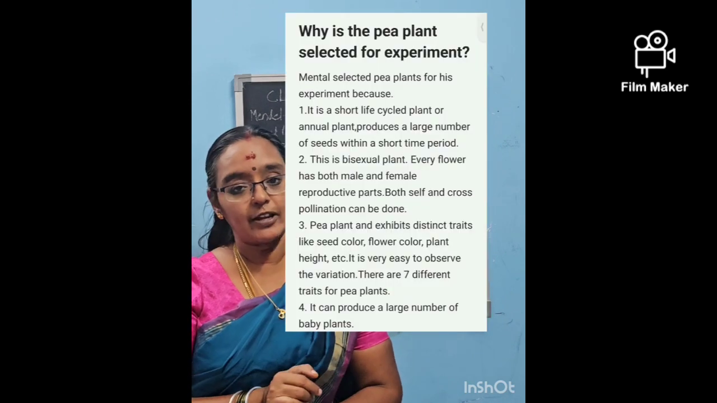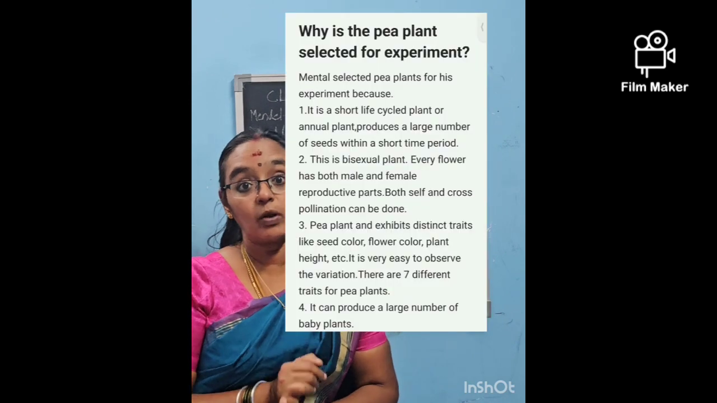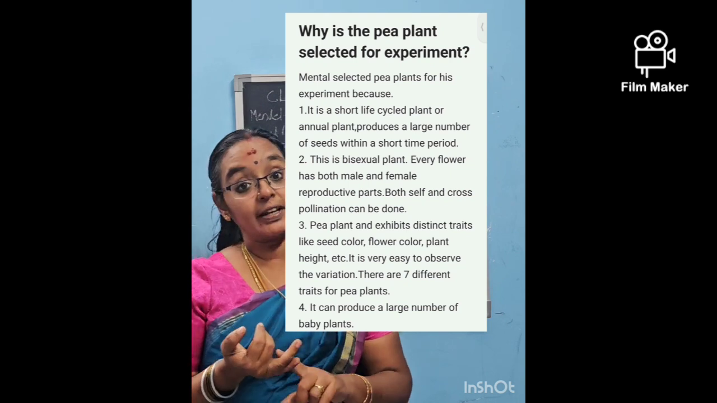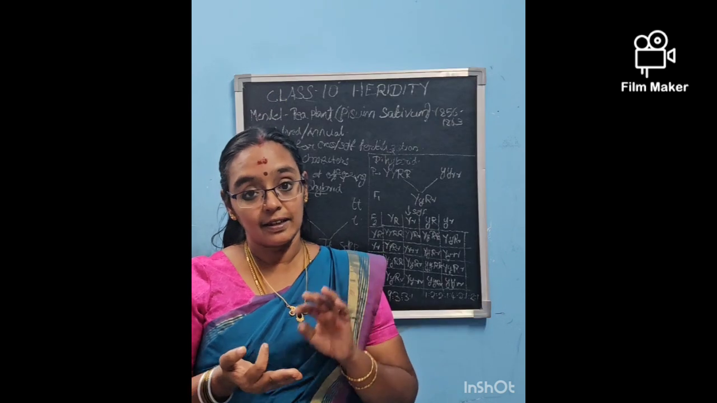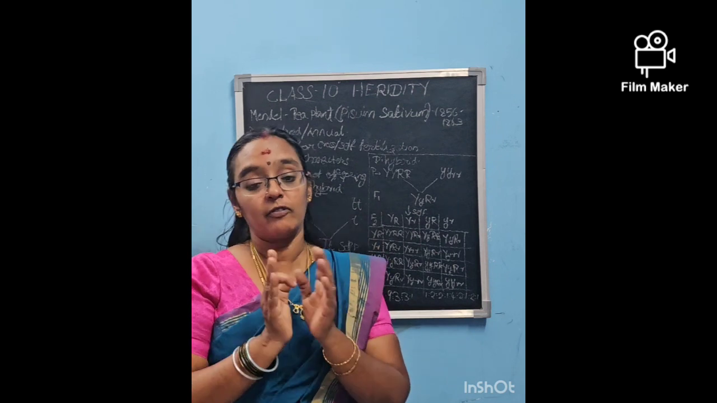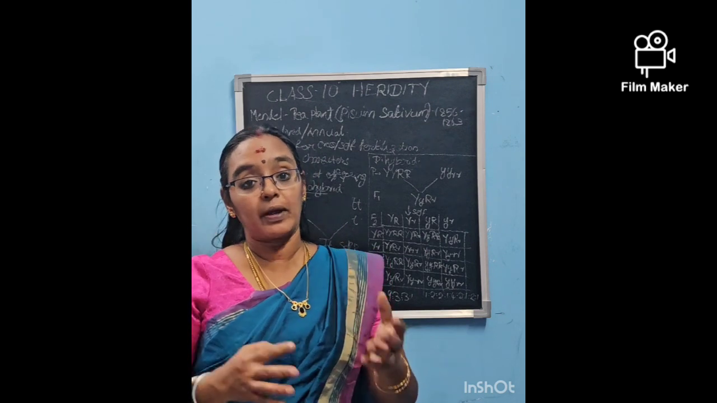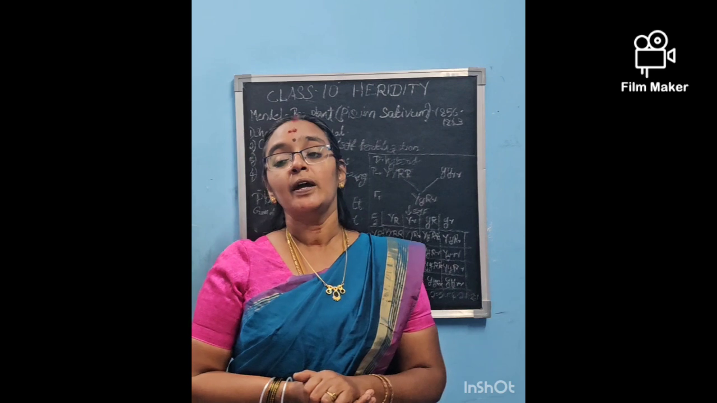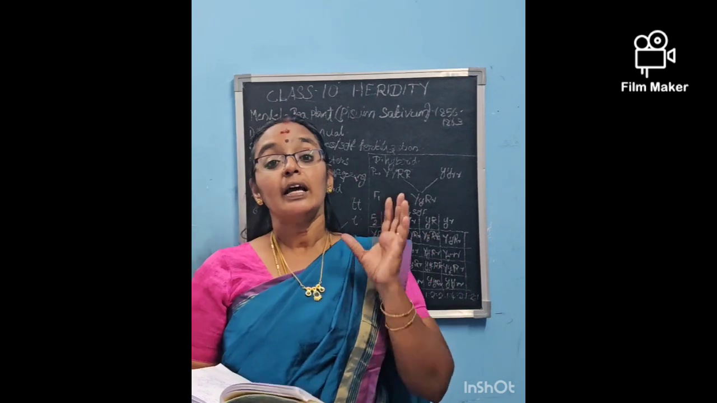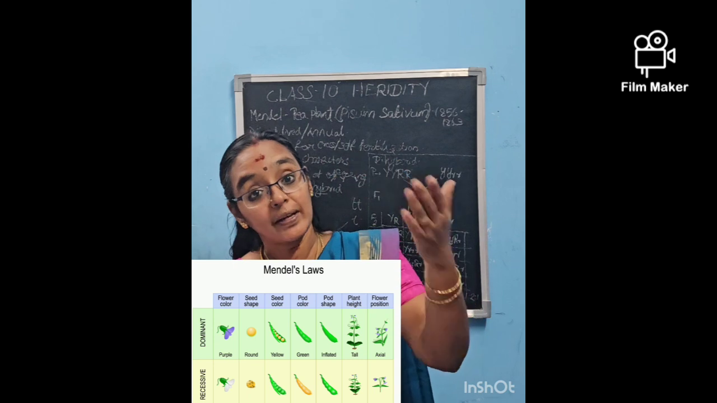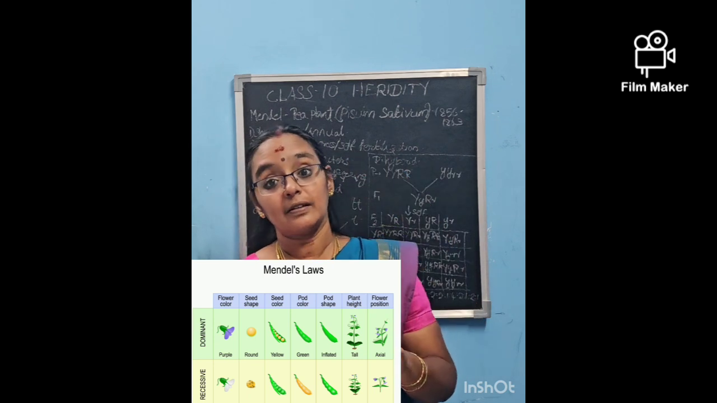So these are the 4 points. First, it is short-lived, or can be said to be an annual plant. Second, it has 7 allelic characters. Third, self-fertilization and cross-fertilization can be done. And the fourth important point is, it gives rise to a large number of offspring. What are the 7 allelic characters? Both dominant and recessive traits are present in the pea plant.